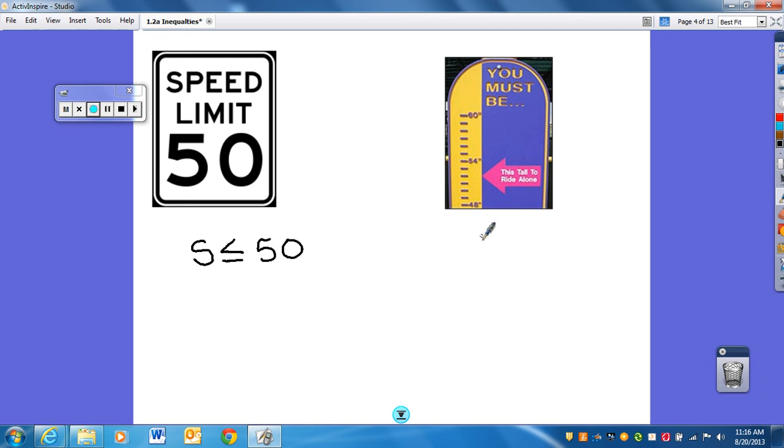You might also see inequalities when you're going to an amusement park. In this case, this sign tells me that I have to be at least 52 inches tall to ride that ride. So my height has to be greater than or equal to 52 inches if I'm going to ride that ride.